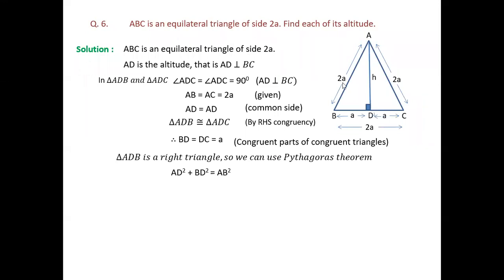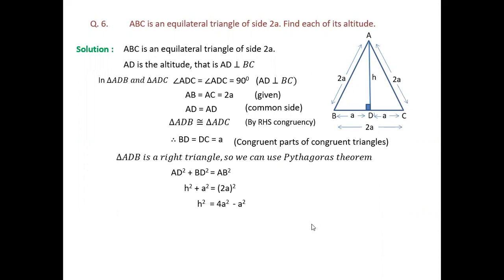AB is the hypotenuse. So AD square plus BD square is equal to AB square. Now let's see, what is AD? AD is H. BD is A. And this is 2A. So let's put the values. H square plus A square is equal to 2A square.